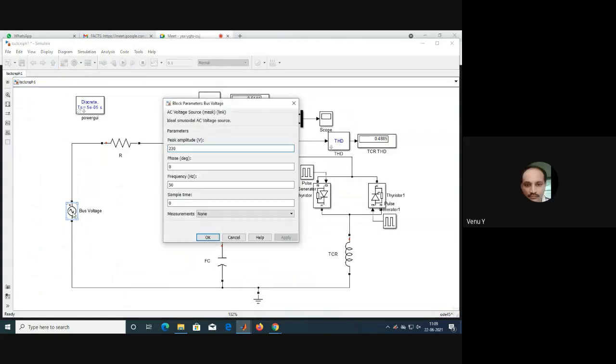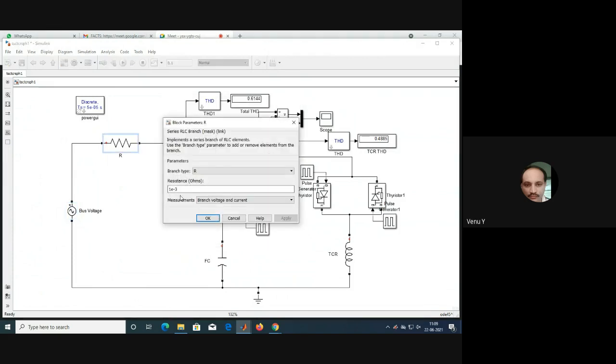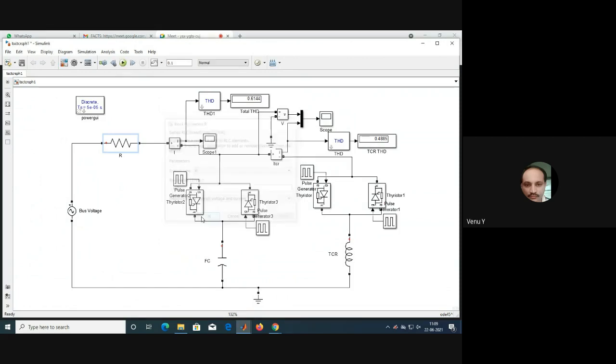Source of 230 volts and 50 Hz frequency, and a series resistance to avoid errors. We have given 1 milliohm, and measurements of branch voltage and current. This is the current measurement, which is in series with the line. This is the line current, and THD. THD in the total current waveform is measured with the THD block and display.